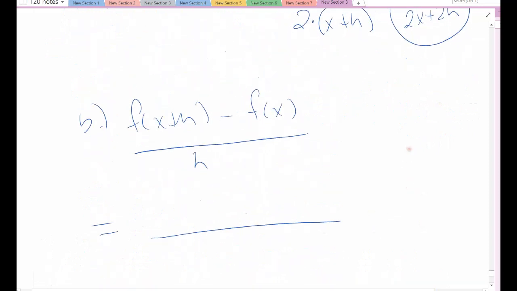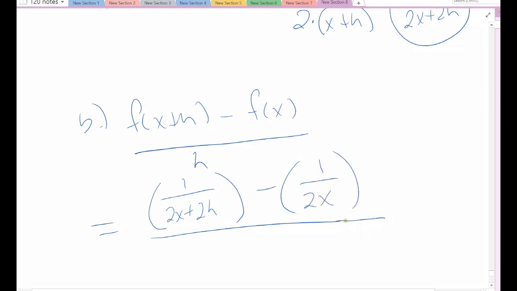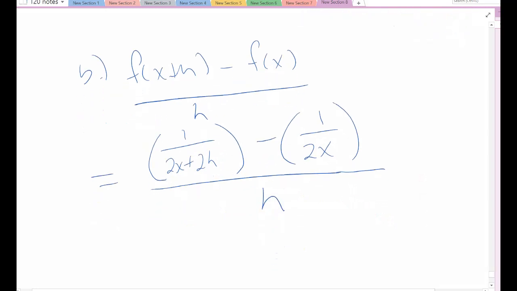So 1 over, parentheses, 1 over 2x plus 2h minus f of x. f of x was 1 over 2x. And then that whole thing, that's the top part of the fraction, still over h. And so this is a complex fraction. Well, how do I simplify a complex fraction?